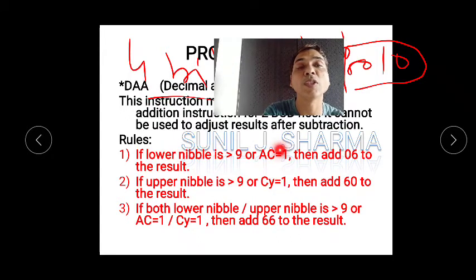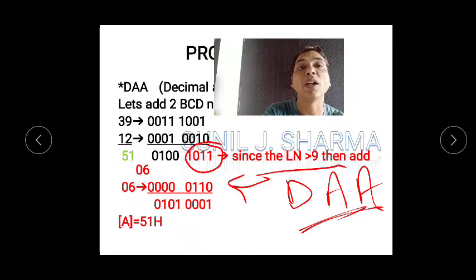These are the rules. I think it is written as OR, not both. If this is greater than 9 or the auxiliary carry flag is set, then only you have to add 06. If this is greater than 9 or the carry flag is set, then 60. If both are greater than 9 or both are set, then you have to add 66. In this case, can you see only the lower nibble was greater than 9. When you take some more examples, you will see different scenarios.